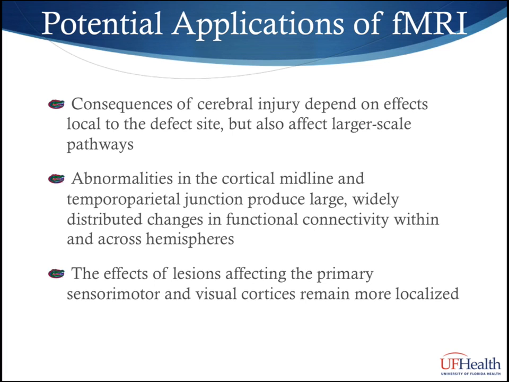So why might we be interested in using resting state functional MRI in HIE? Well, there's a growing body of knowledge in adult brain injury showing the consequences of damage are dependent not only on the effects of the local damage, but also on the effect of the larger network pathway damage. Multiple studies have shown that abnormalities that occur in the cortical midline and the temporoparietal junction produce large, widely distributed changes in functional connectivity within and across hemispheres. In contrast, lesions affecting the primary sensorimotor and visual cortices tend to produce the expected local effects without significant change in global connectivity. These findings turn out to be tightly related to overall patient outcome.